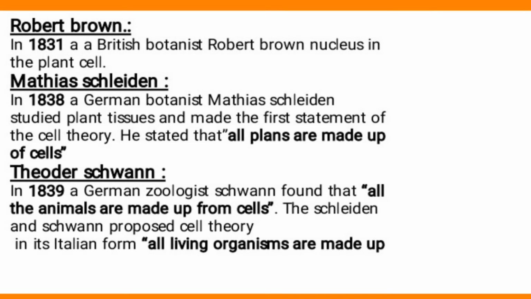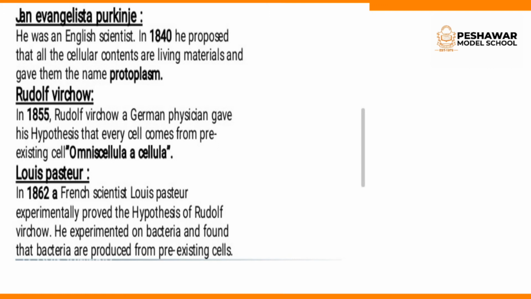The next scientist is Theodor Schwann. In 1839, the German zoologist Theodor Schwann found that all animals are made from cells. Matthias Schleiden was a botanist, while Theodor Schwann was a zoologist. As Schleiden gave the statement that all plants are made up of cells, Schwann also gave the concept that all animals are made up of cells. Schleiden and Schwann proposed the cell theory. So, in its final form, all living organisms are made up of cells.